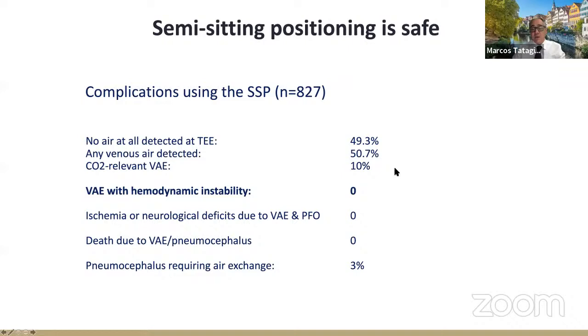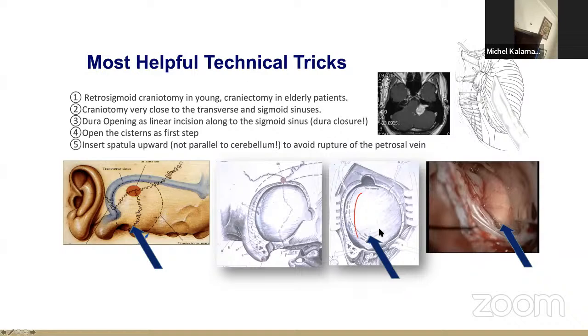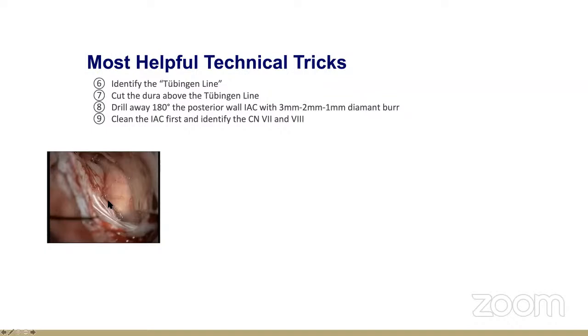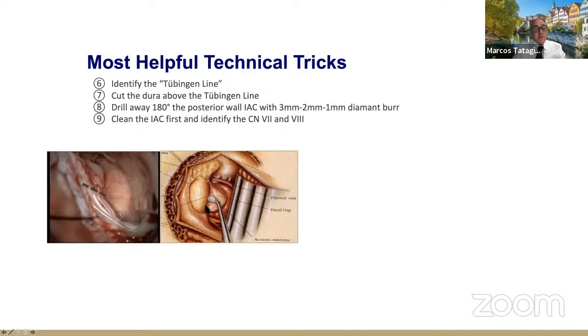So the surgical technique was the craniotomy, dura incision like this, as you can see here, and exposing these areas. There is some echo, I don't know where it's coming from, but you see here, this is the exposure of these areas. And then opening the dura mater here at the area of the Tübingen line. You can see here, this is the area where we cut the dura mater.